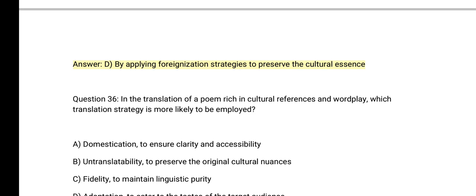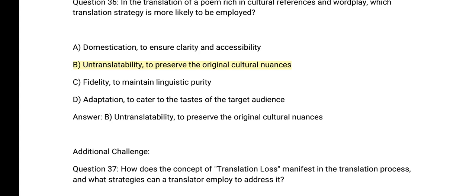Question 36. In the translation of a poem rich in cultural references and wordplay, which translation strategy is more likely to be employed? A. Domestication, to ensure clarity and accessibility. B. Untranslatability, to preserve the original cultural nuances. C. Fidelity, to maintain linguistic purity. D. Adaptation, to cater to the tastes of the target audience. Answer. B. Untranslatability, to preserve the original cultural nuances.